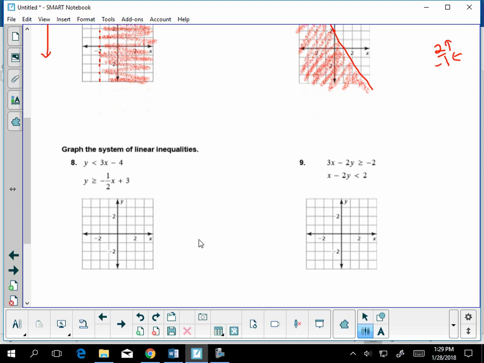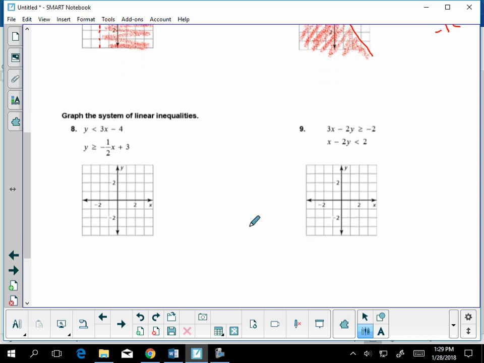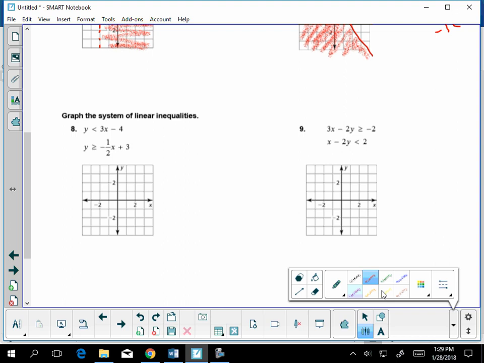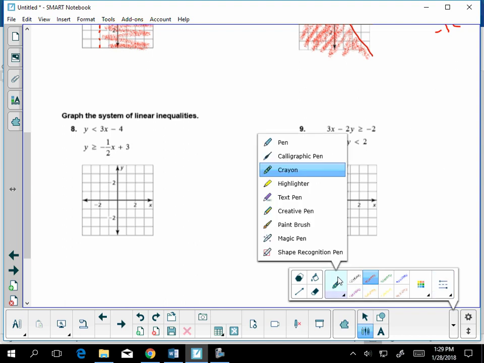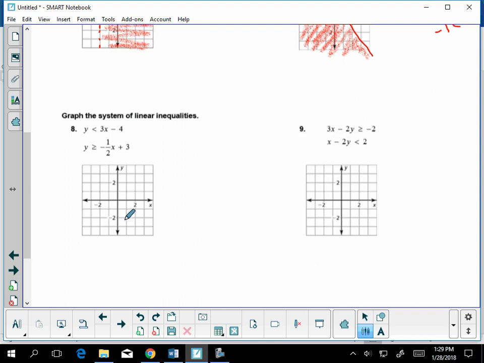All right, number 8 is very similar. The difference is you're going to be graphing two lines. Let's do the first one in red. And my y-intercept is -4. So put a dot at -4. My slope is 3 over 1. So up 3, right 1. Up 3, right 1. And that is going to be a dotted line.